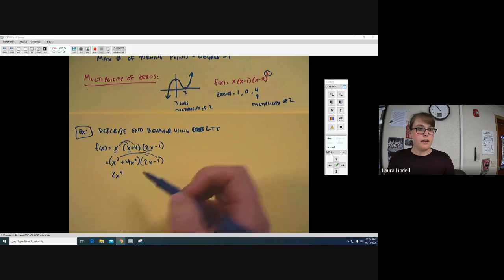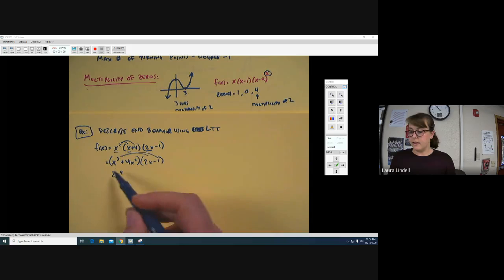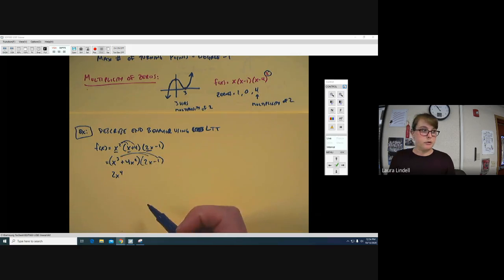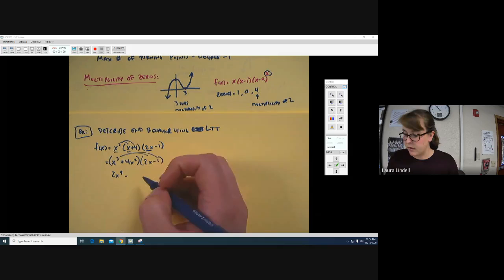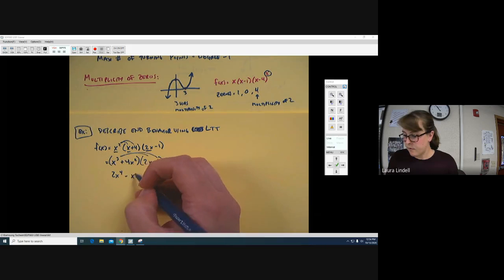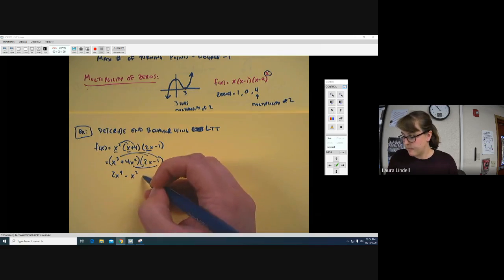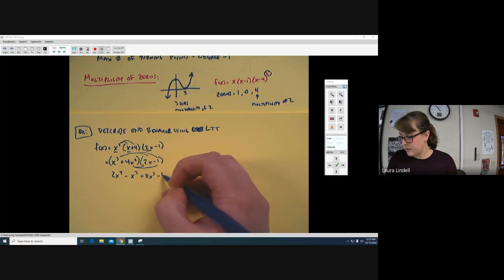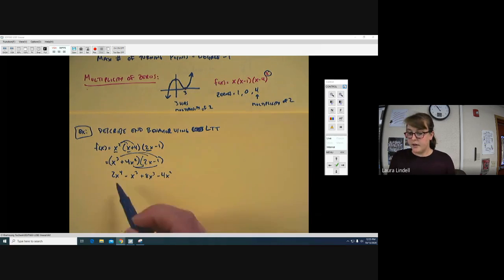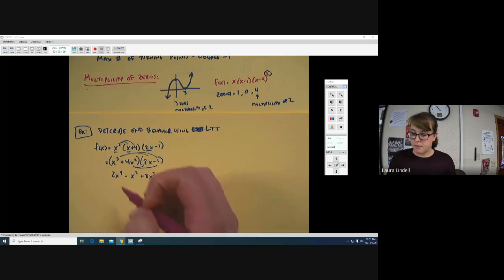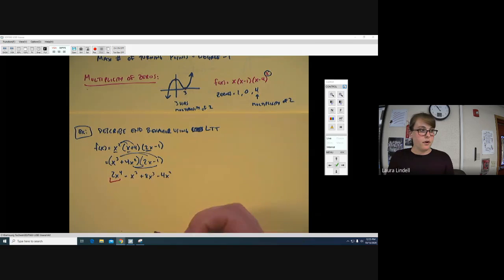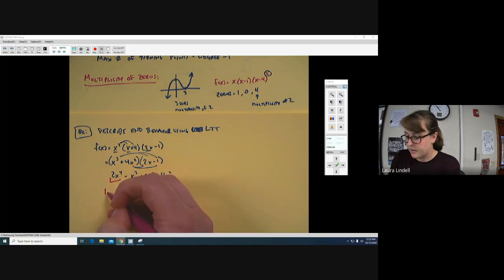So you don't really need to go any further than this leading term, but you could continue multiplying it out if you want to, just to double check that that is indeed your leading term. And it turns out that it is. This is my leading term, 2x to the 4th. So then we would want to describe the end behavior using limits.